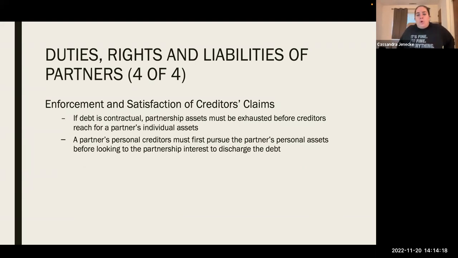Now, creditor claims. So where a debt is contractual, so you've engaged in a contract that requires something to be paid back, the partnership's assets have to be exhausted before the creditors can reach for a partner's individual assets. That is one of the biggest problems with a general partnership. Where you are engaged in a general partnership, you are just a person engaged in a partnership agreement. So you, both as a partner to the business and as a regular person, all of what you own and have is subject to being taken on behalf of the partnership. They have to go through all the partnership property first, but then they get to come after you personally.